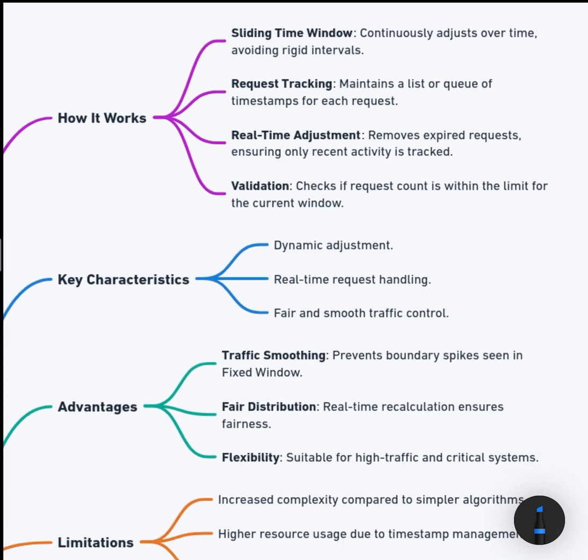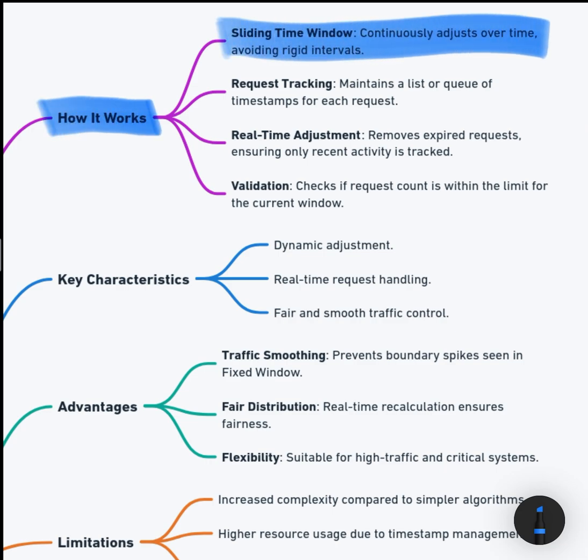1. How it works. 1. Sliding time window. Instead of fixed intervals, the algorithm uses a rolling window of time, e.g., 1 minute, that continuously moves forward. 2. Request tracking. Each incoming request is timestamped and stored in a data structure, such as a queue or list. The timestamps help track the number of requests within the current window.